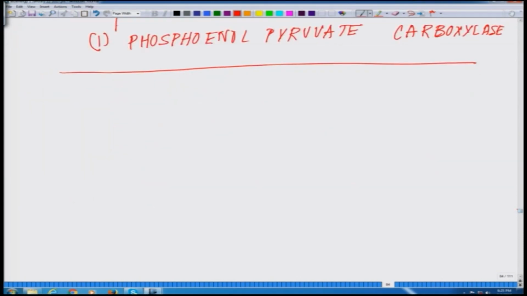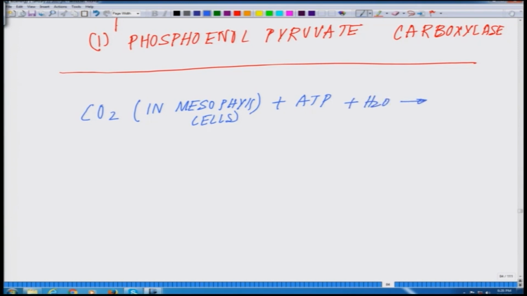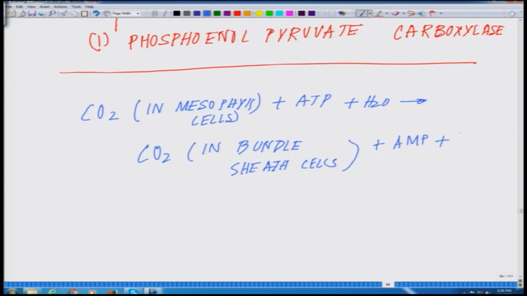The reaction is something like this. Now, I am just putting down the reaction. So, you have CO2 in mesophyll cells, plus ATP. Remember that I told you that there will be a consumption of ATP, plus water, which is making it CO2 in bundle sheath cells and plus AMP. I told you ATP gives away 2 phosphates and becomes AMP, 2 Pi, because those 2 phosphates are being lost, and a proton. And 2 high energy phosphate bonds are consumed in transporting CO2 to the chloroplast of the bundle sheath cells.